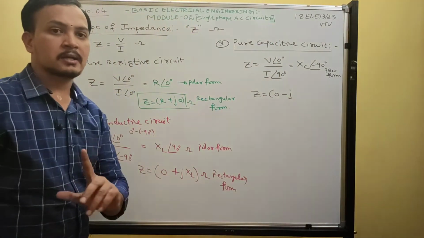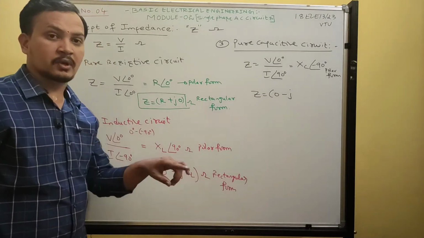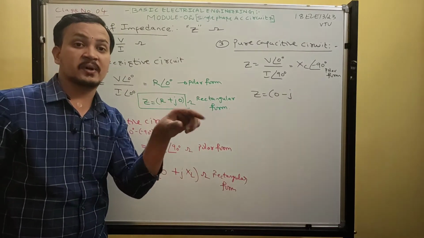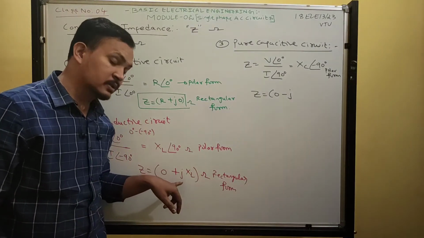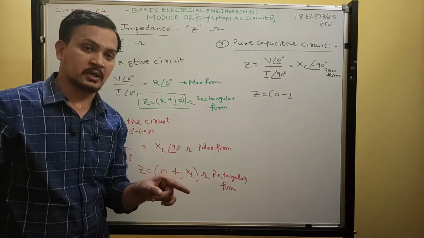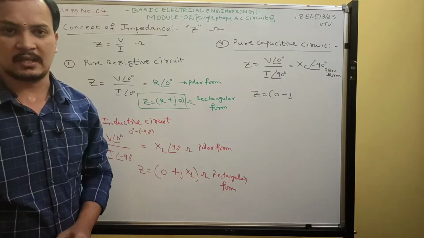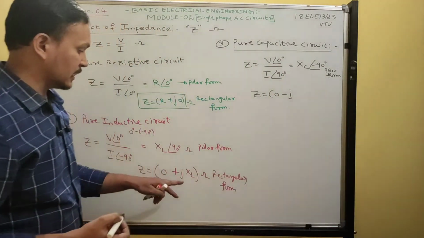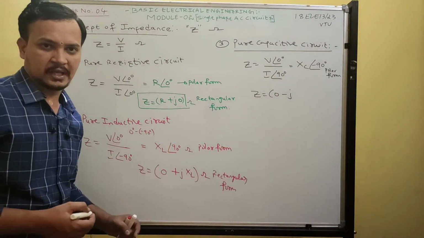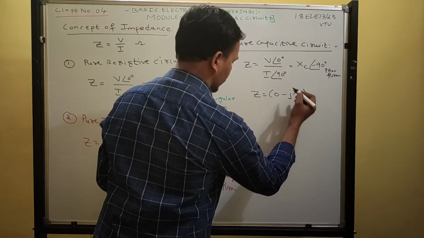In electrical engineering, plus J indicates the phasor is rotated in the anti-clockwise direction by 90 degrees. Similarly, minus J means the phasor is rotated in the clockwise direction by 90 degrees. So clockwise is represented by a negative sign, anti-clockwise by a positive sign. Okay, got it? So 0 minus J XC.